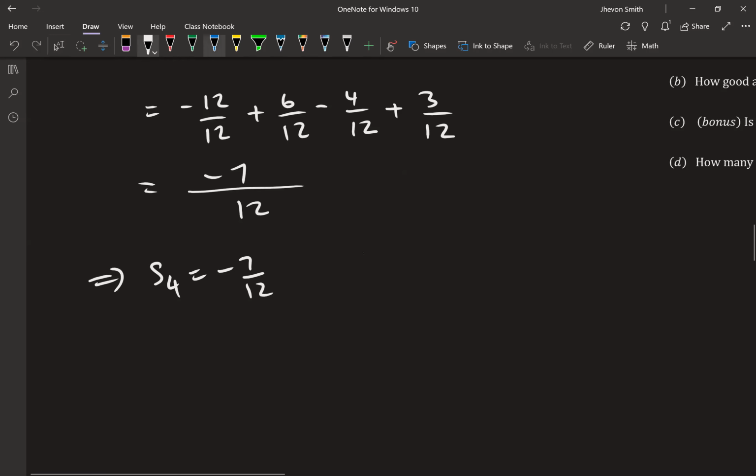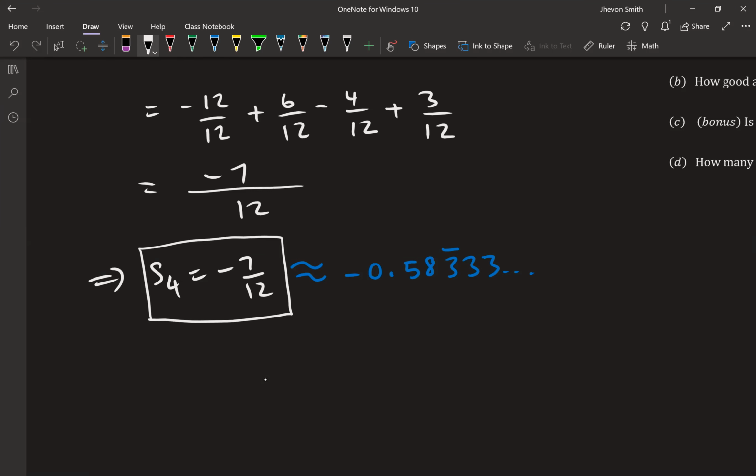You wouldn't really need to know this, but I calculated it earlier in my calculator for comparison's sake: this is about minus 0.5833, and it keeps going on forever. So that is S4, minus 7 over 12. I just computed the fourth partial sum.